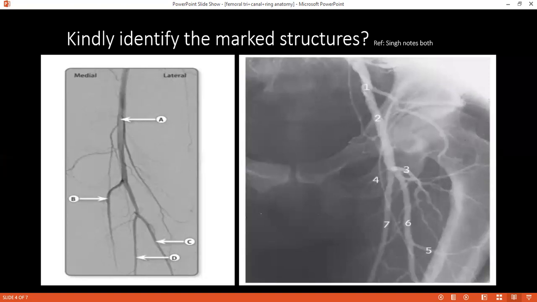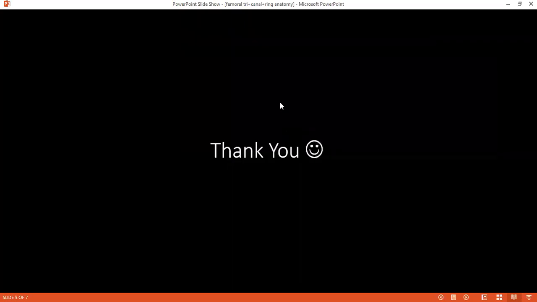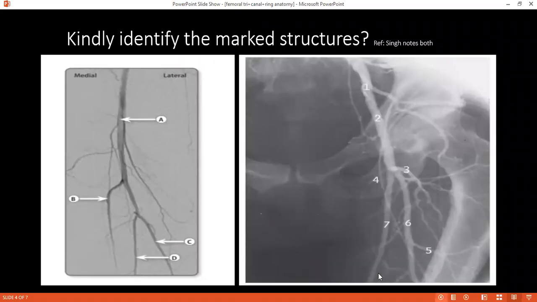Okay, good. Thank you. Yes, madam. Left side is the difficult one. Left side can be checked. Which side of the abdomen?